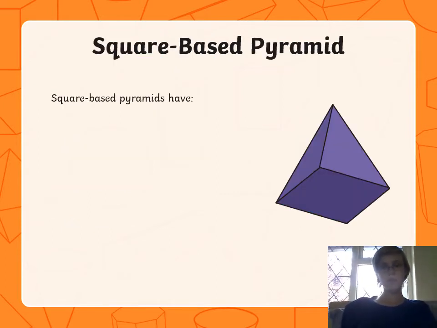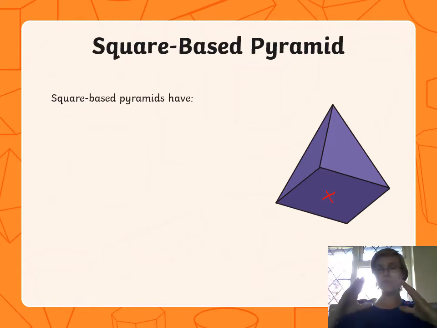Square-based pyramid. You can see this one has a square base. The bottom of it is square. The pyramid part refers to the triangular top. Okay, so pyramids are the ones with the triangles that join in one lovely huge vertex at the top.